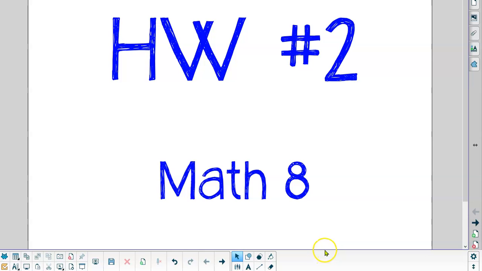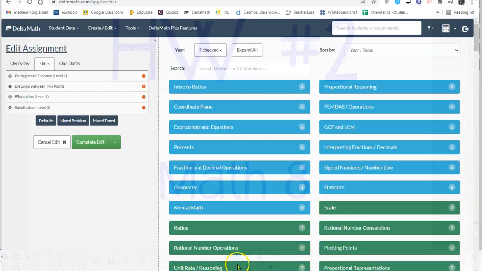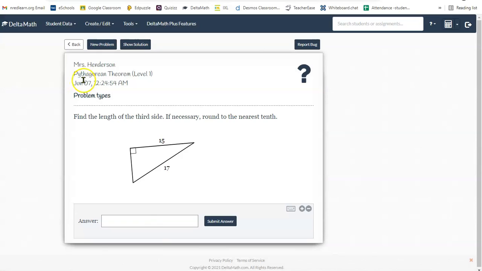This tutorial will help you to complete the assignments for homework number 2. So let's take a look at the first one, the Pythagorean Theorem. For these questions, you're going to have to choose one of our manipulated formulas, either the square root of a squared plus b squared, or the square root of c squared minus a squared. So let's take a look.